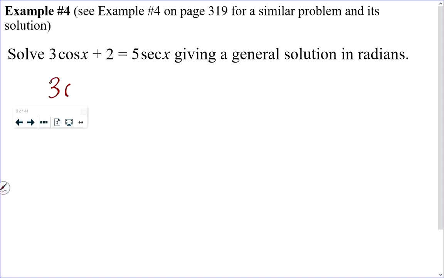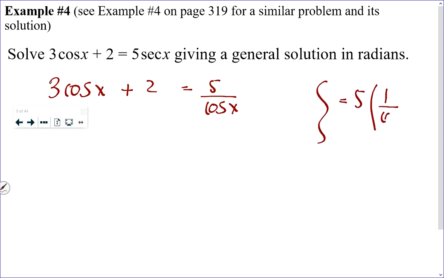So now I have 3 cosine of x plus 2. And by the way, I just mentioned this because every now and then my brain does this. I hope it's obvious that this 3 cos x plus 2 is not this, right? Okay. Equals 5 over cos x. I mean, I could have written equals 5 times 1 over cosine of x. It doesn't really matter, I suppose.